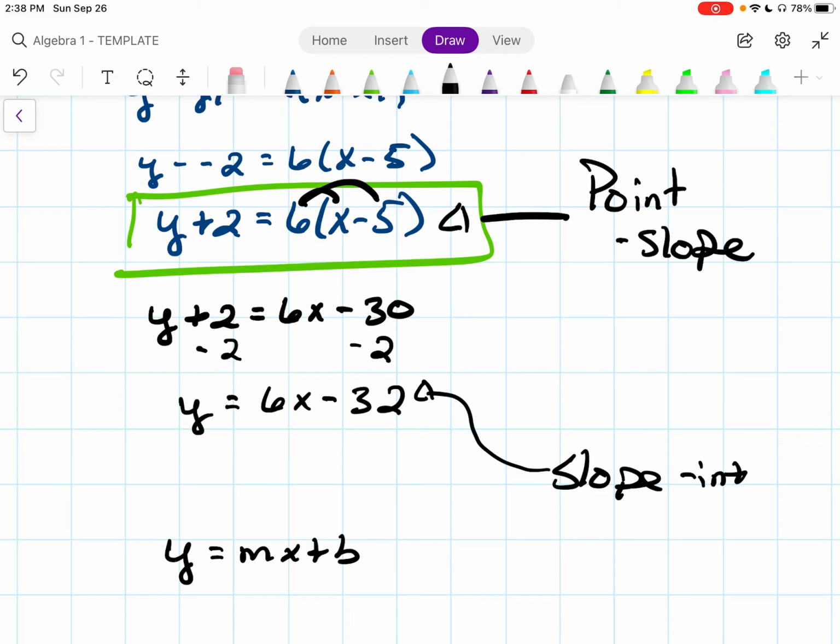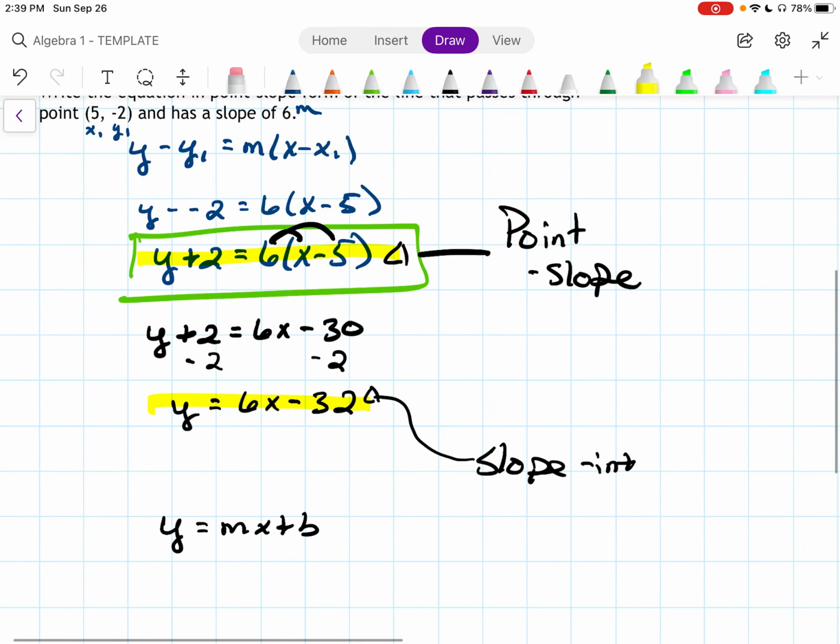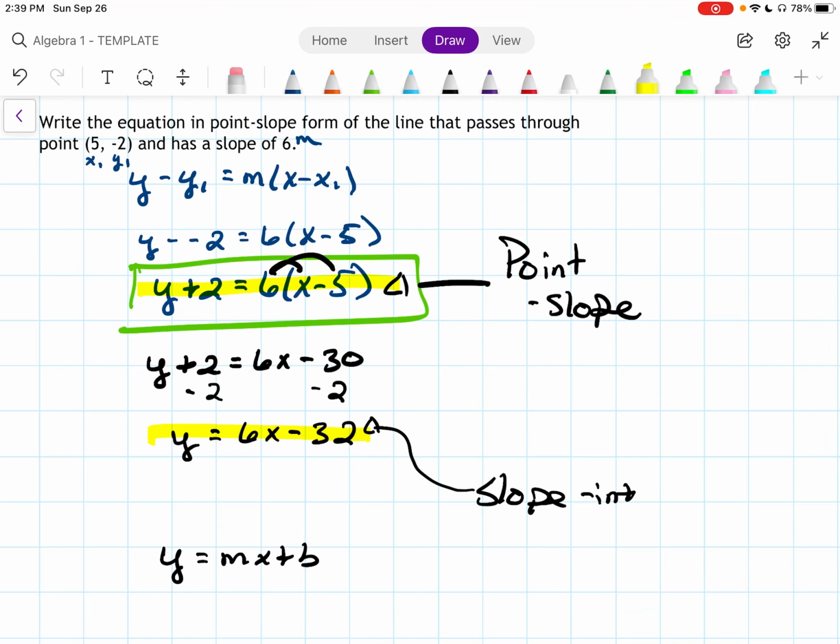And there's different value to each form. The first one, I could look at that and say my slope is 6, and I have the point negative 2, 5. If I look at the bottom one, in slope-intercept form, I can say my slope is 6, and my y-intercept is negative 32. There's value in both of these, but I just wanted to show you how you could convert to the other one there. All right, that's all.